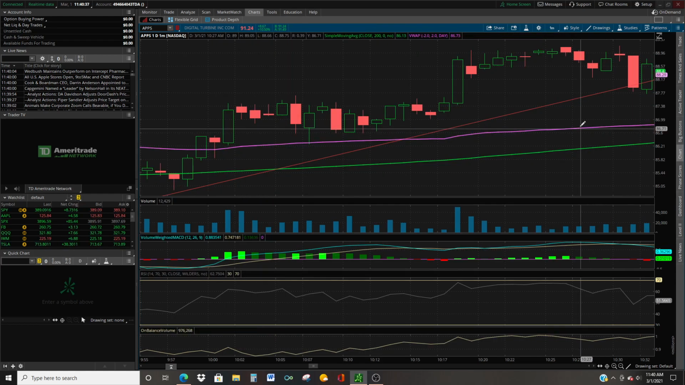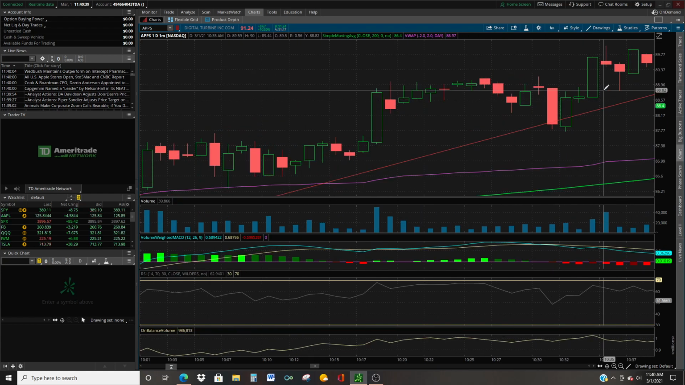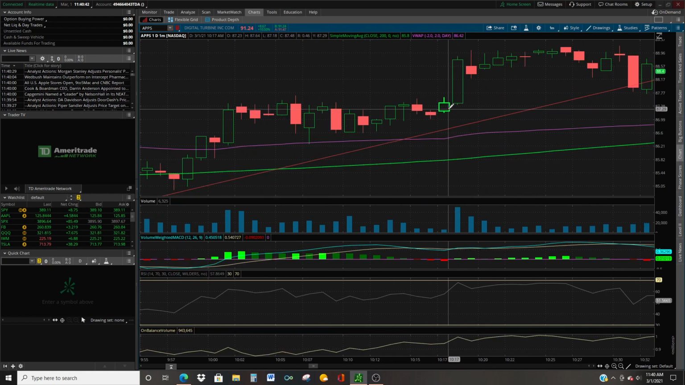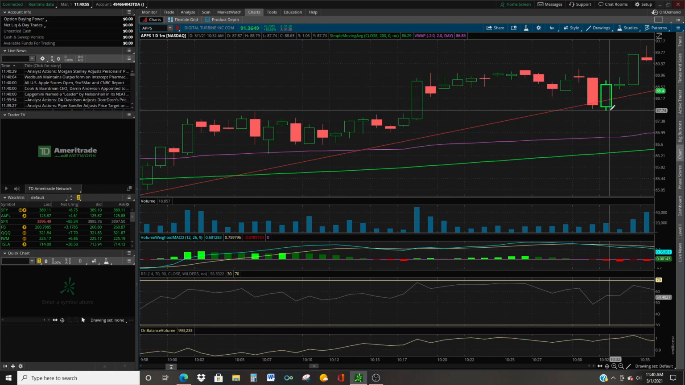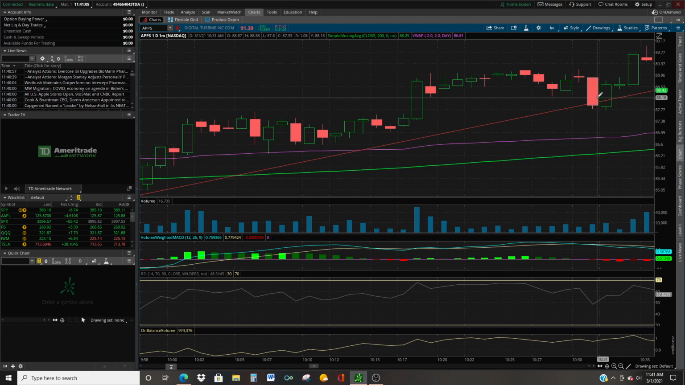And I got out at, let's see, 10:17 is when I got in, and I got out at 10:31 at $88. My stop was set at 88.20, but it just ran right through my stop. This has happened a lot to me lately.